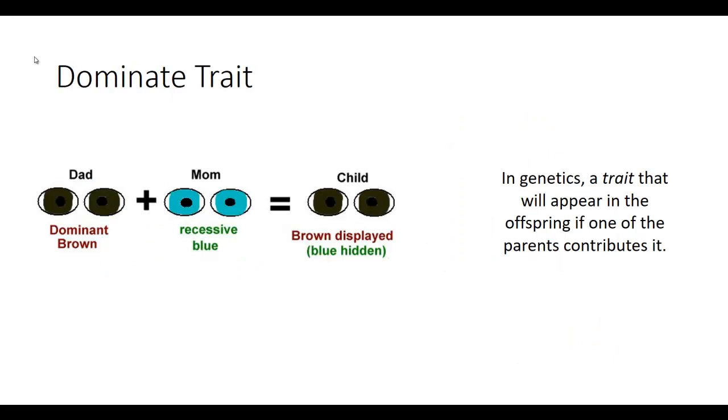There is a dominant trait. In genetics, it is a trait that will appear in the offspring if one of the parents contributes it. So in this case, the dominant gene is brown eyes. Contributed to this particular person here was blue eyes and brown eyes from mom and dad. But because brown is the dominant gene, it will be the one that displays itself. So a dominant trait is one that will appear if a parent contributes it. Dominant.